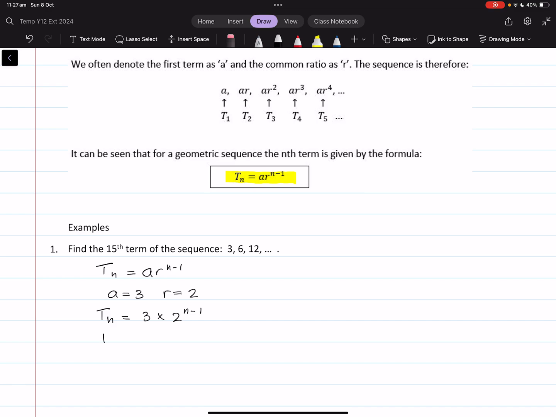And we are asked to find term 15. So substituting 15 in, we get 3 times 2 to the 15 minus 1. So that'll be 2 to the power of 14. And if you calculate that, I believe you get 49,152.